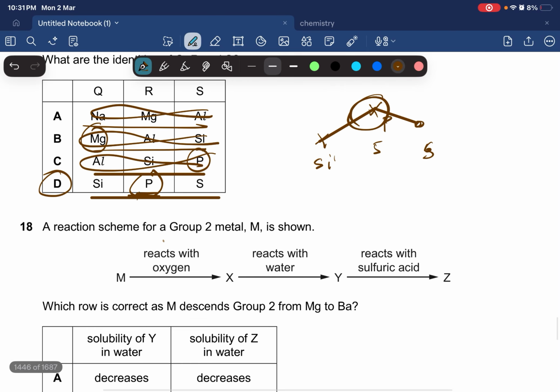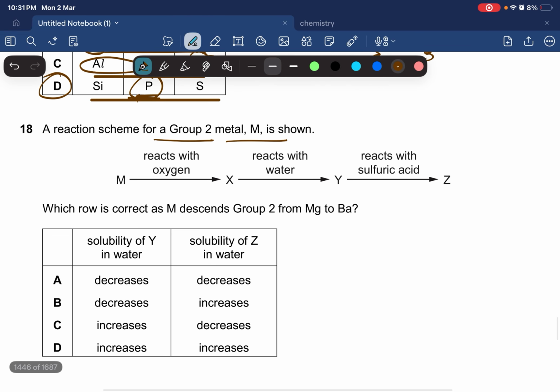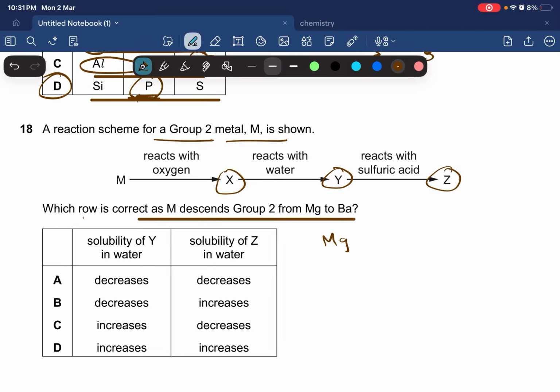A reaction scheme for a group 2 metal M is shown. M reacts with oxygen, it forms X. X reacts with water, it forms Y. Then Y reacts with dilute sulfuric acid and forms E. That's going to be a group 2 salt. Which was correct, as M descends group 2 from magnesium, calcium, strontium, barium, radium.